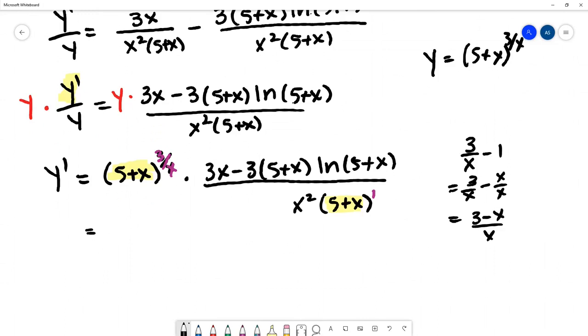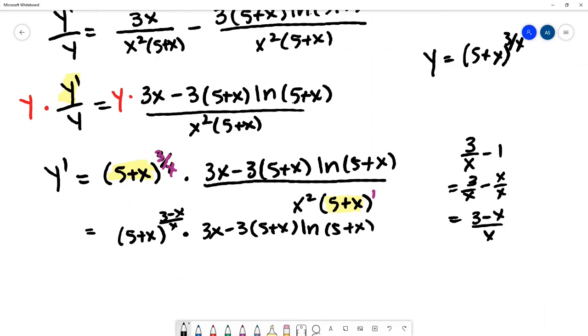So we would have (5 plus x) to the (3 minus x) over x, times (3x minus 3 times 5 plus x, natural log of 5 plus x) over x squared. That doesn't really clean it up that much. So here's where I would stop.